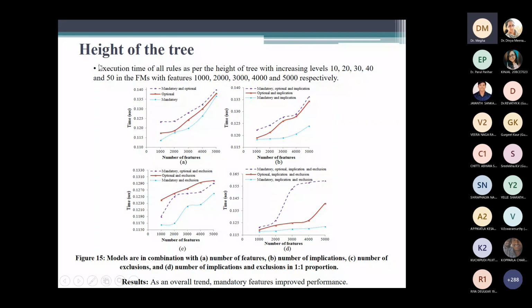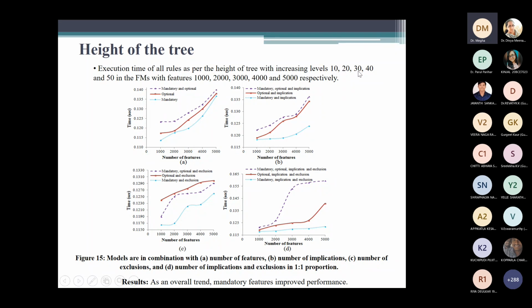Now let's understand what the height of the tree is. This is the execution time of all rules as per the height of the tree with increasing levels: 10, 20, 30, 40 and 50. This 10 means that they have level 0, level 1, up to 10. Then 20 means the tree has 20 levels inside it.